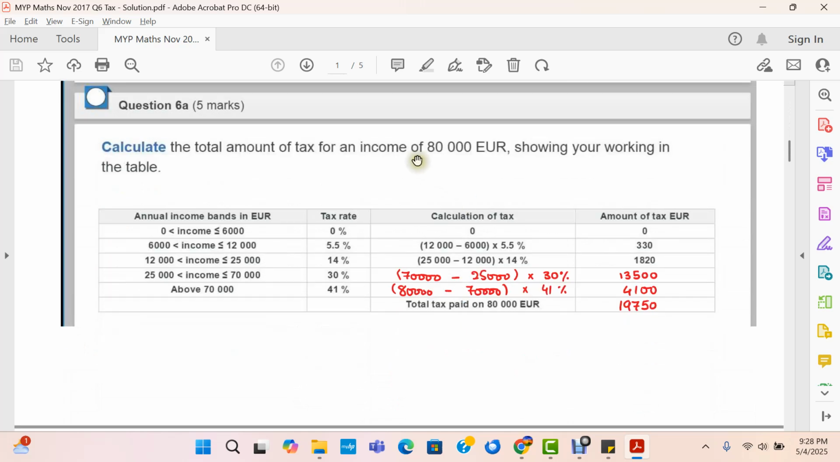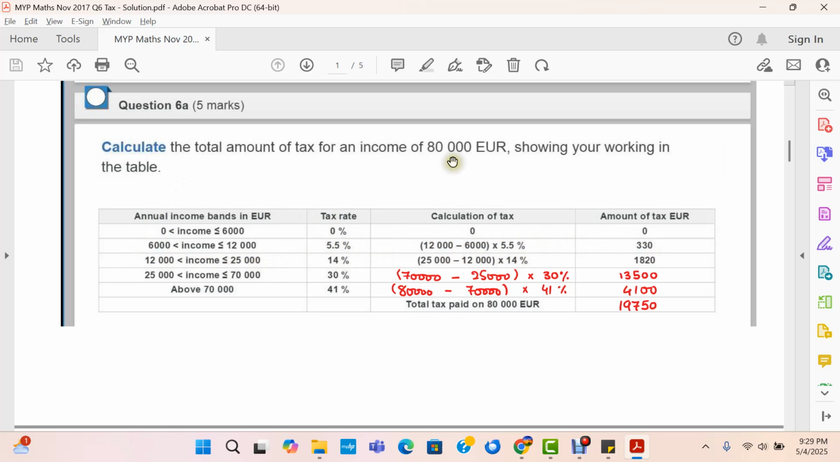We have a salary of 80,000 euros per year. What's the tax going to be for it? So you divide the salary into multiple bands. Okay, so if you go above this band, it's 0% tax. If lying in 6,000 all the way till 12,000, the tax is 5.5%. How do you show it? Upper limit minus lower limit multiplied by 5.5%. You get your answer. Again, upper limit minus lower limit multiplied by 14%.